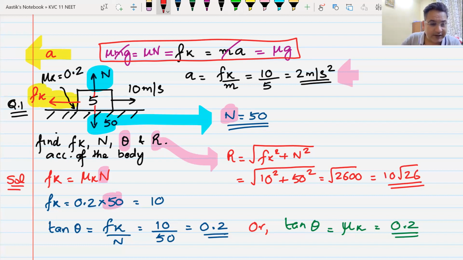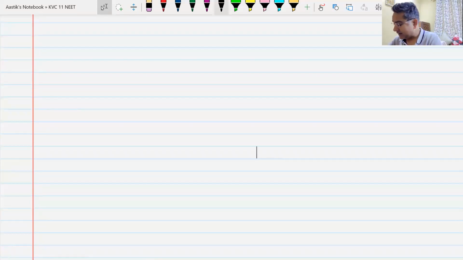Okay. Let me give you one more question so that you can do it on your own. I will ask you to find out all these things. Remember, in the examination hall, you might not be asked to find all these things. You might be only asked to find out the acceleration or the frictional force. But I will give you one question where you can find out everything so that you are confident enough of doing it in the examination hall. So let me start with this question.